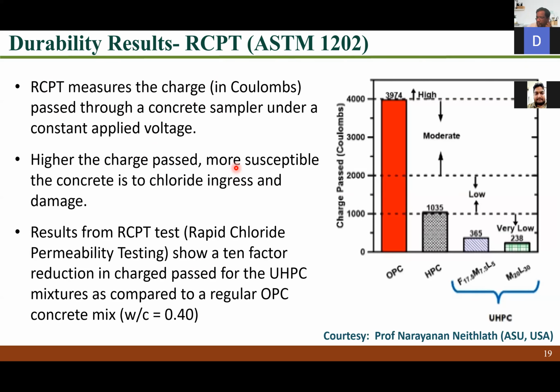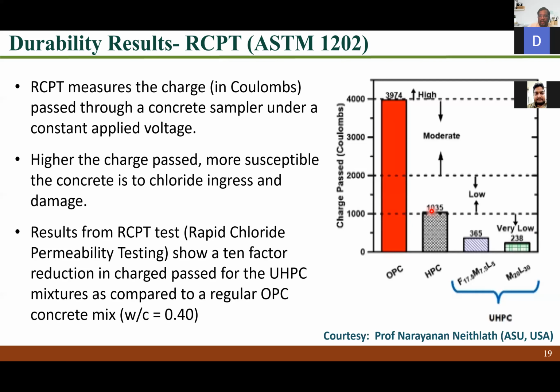Okay, so for example, these are some of the results that I have taken from Professor Narayan and Naithlet's presentation. You can see that in conventional OPC concrete, you get a charge passed as high as 4,000, which is very high, and that indicates the concrete is permeable and allowing a lot of charge to pass through. But as you go to high performance concrete or UHPC, you can see that now you have densified the mix by using supplementary cementitious material.